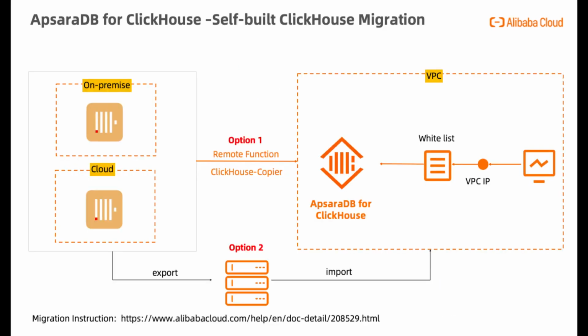And the last thing is to migrate data from on-prem or cloud self-built ClickHouse to ApsaraDB for ClickHouse. There are two options available for you. Option 1 is to use the remote function to migrate data. There is a built-in tool called ClickHouse Copier that could help. And option 2 is that you can export a file from the source ClickHouse cluster and import the file to the destination ApsaraDB for ClickHouse cluster.